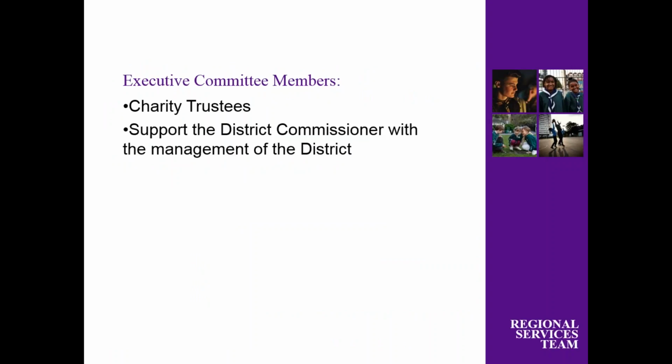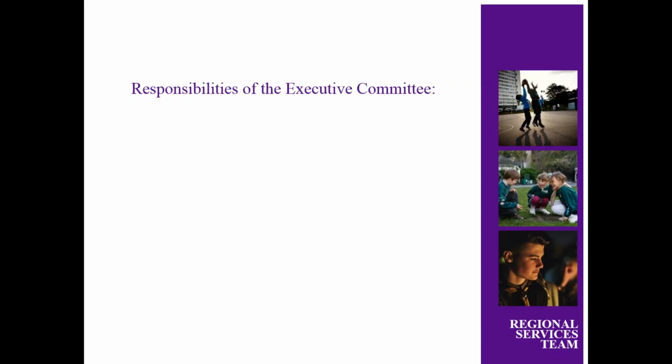Okay, so just a couple of things. Executive committee members, all the members of your executive committee are charity trustees, and they are there to support the Group Scout leader with the management of the group. And you'll see from the slide it's similar with district level and county level, but the role of the group executive is there to support the Group Scout leader with the management of the Scout group. The Group Executive Committee has a lot of responsibilities, and we're going to go through them.